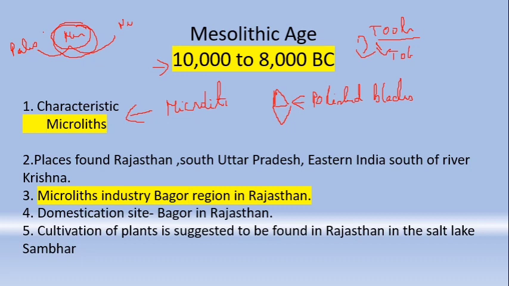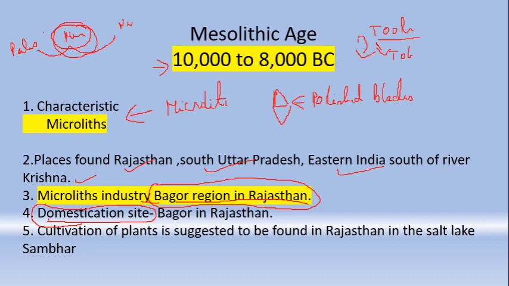And where are these places found? The places are found in Rajasthan, South Uttar Pradesh, eastern India, south of the river Krishna. Okay, microlith industries, and one important thing: the Bagor region in Rajasthan, where most excavations were done. When we did this excavation, we found that the microlith industry was mostly found in the Bagor region of Rajasthan. Okay, in the Mesolithic age, one thing we have to keep in mind is the domestication of animals, which had started.